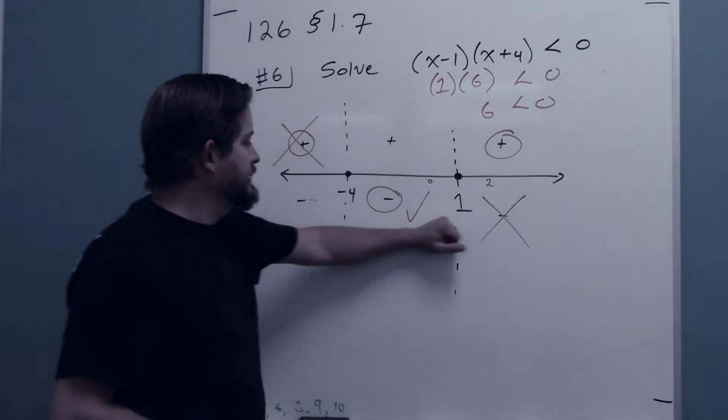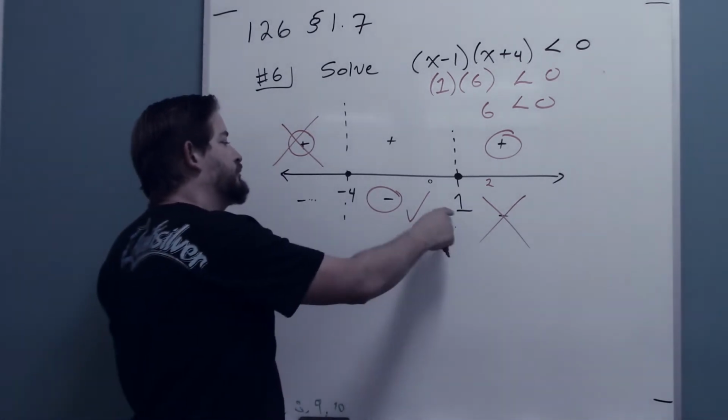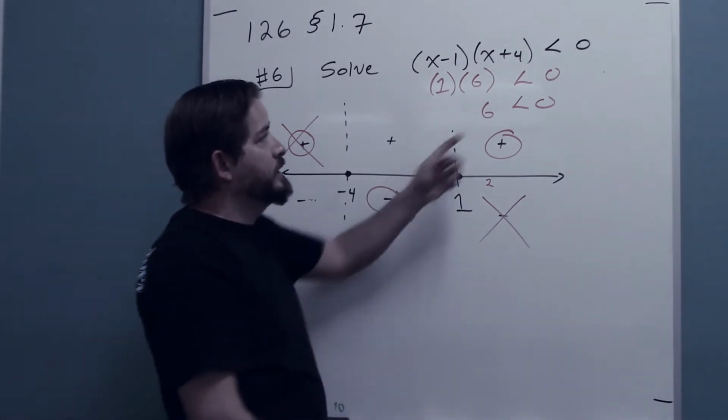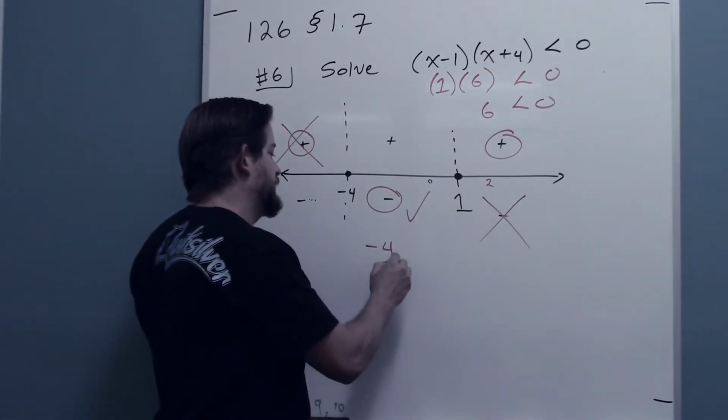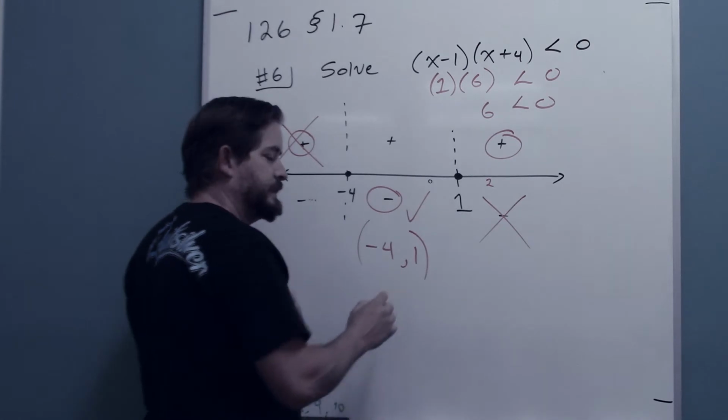So the only places that this solves are between negative 4 and 1, but not including because it's a strict inequality. So my solution would be then negative 4 to 1 with parentheses around both.